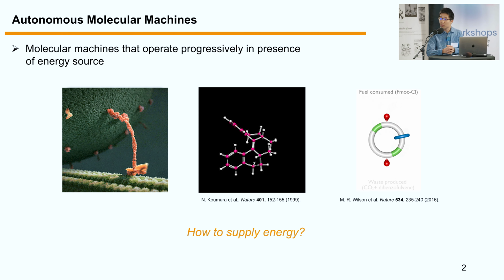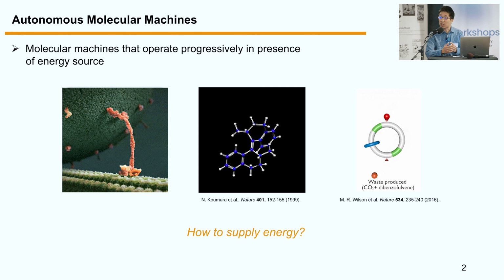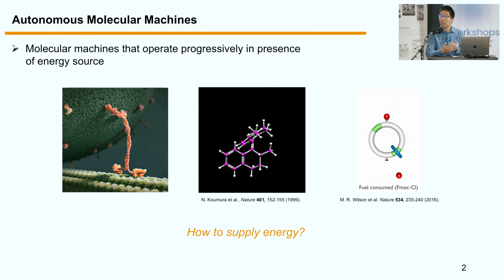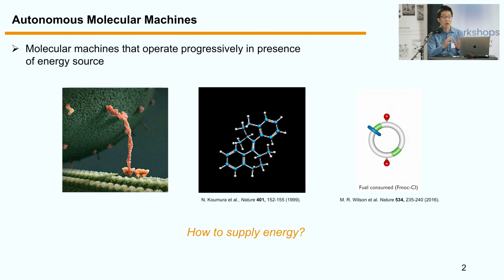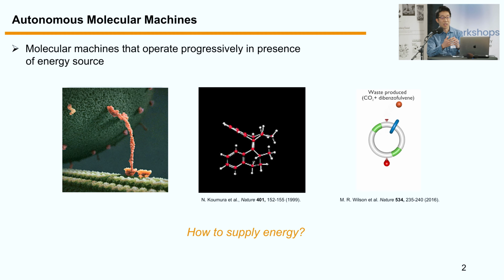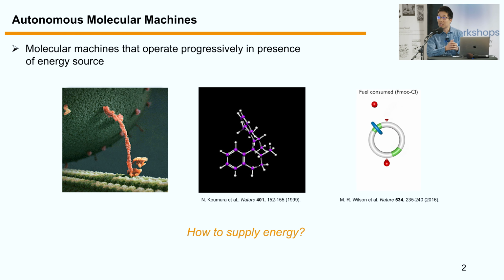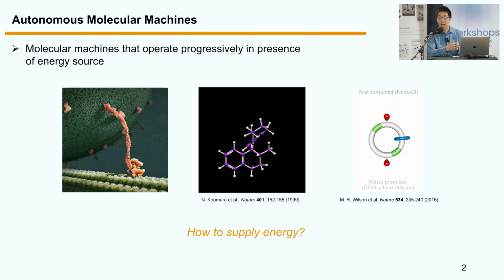And the key requirement for designing these kinds of autonomous molecular machines is to supply energy, because without supplying the energy, you cannot maintain directional motion. So the first thing to consider when we design these autonomous molecular machines is how to supply energy.